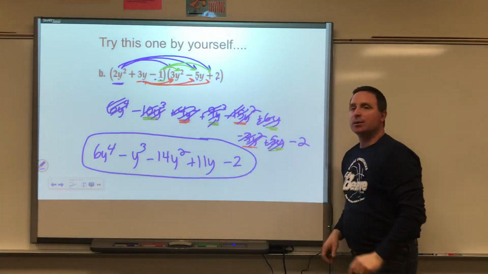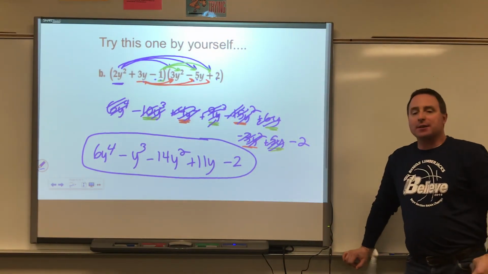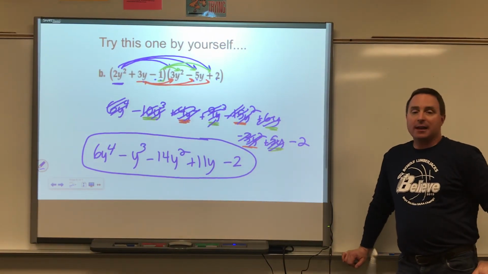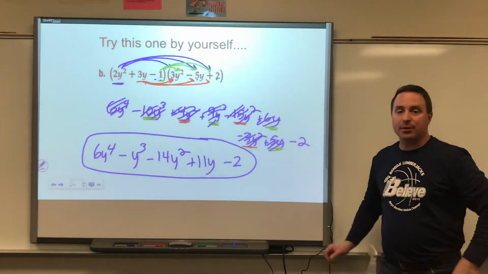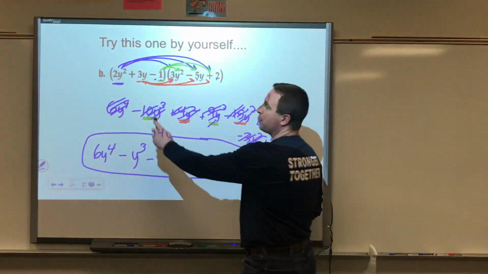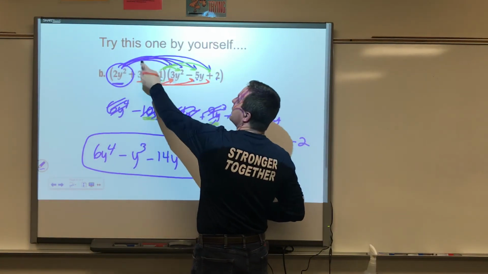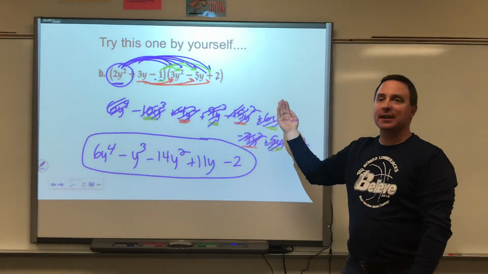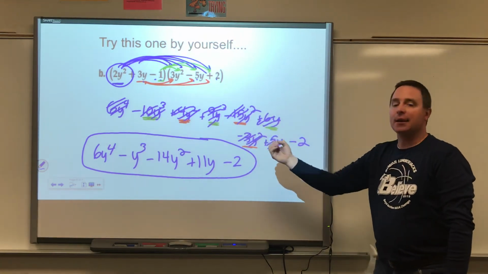Okay? So again, overall, we're going to refer to this process as FOIL. But technically, FOIL just works with 2 binomials. But the idea is the same. It's really just the distributive property. We're going to take each number and distribute it through to everything in the second parentheses, and then do the next one, and the next one, and so on.